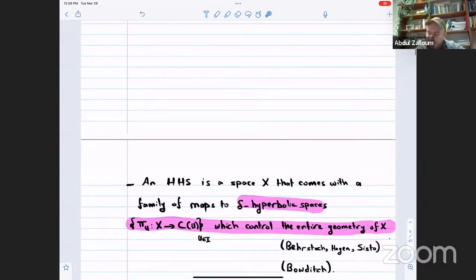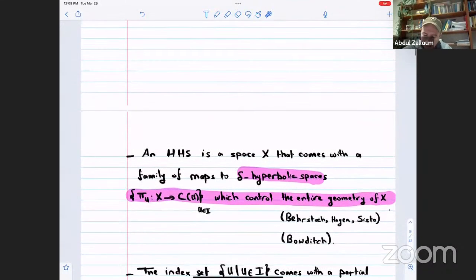And this is due to Behrstock, Hagen, and Sisto, and it's also due to Bowditch in a slightly different setting, but they both have the same idea: the category of hyperbolic spaces and maps to them.